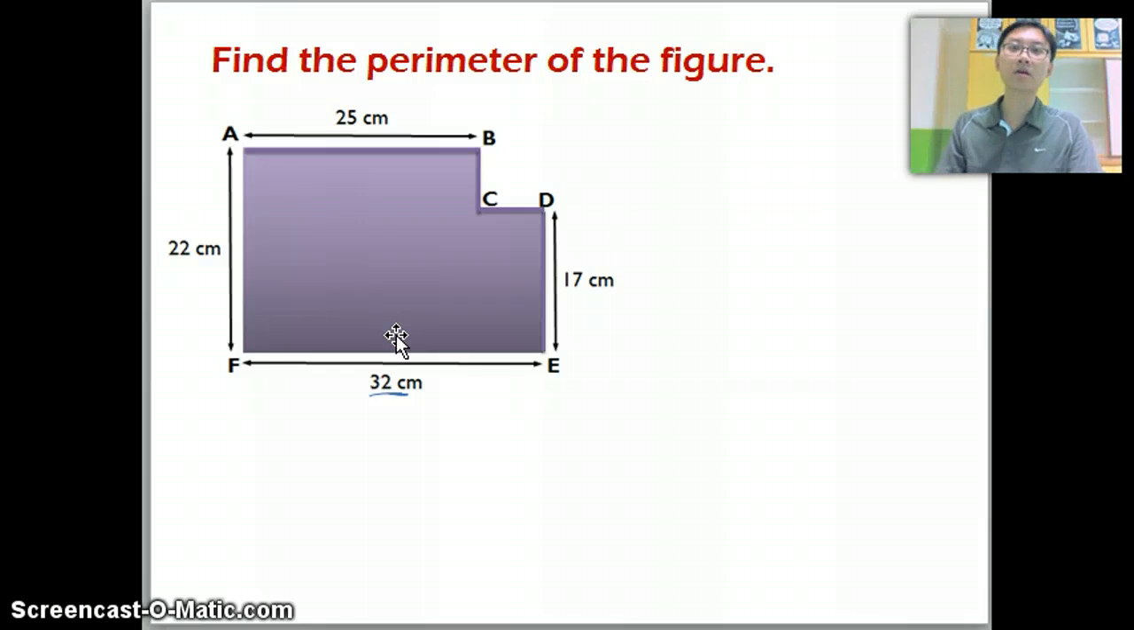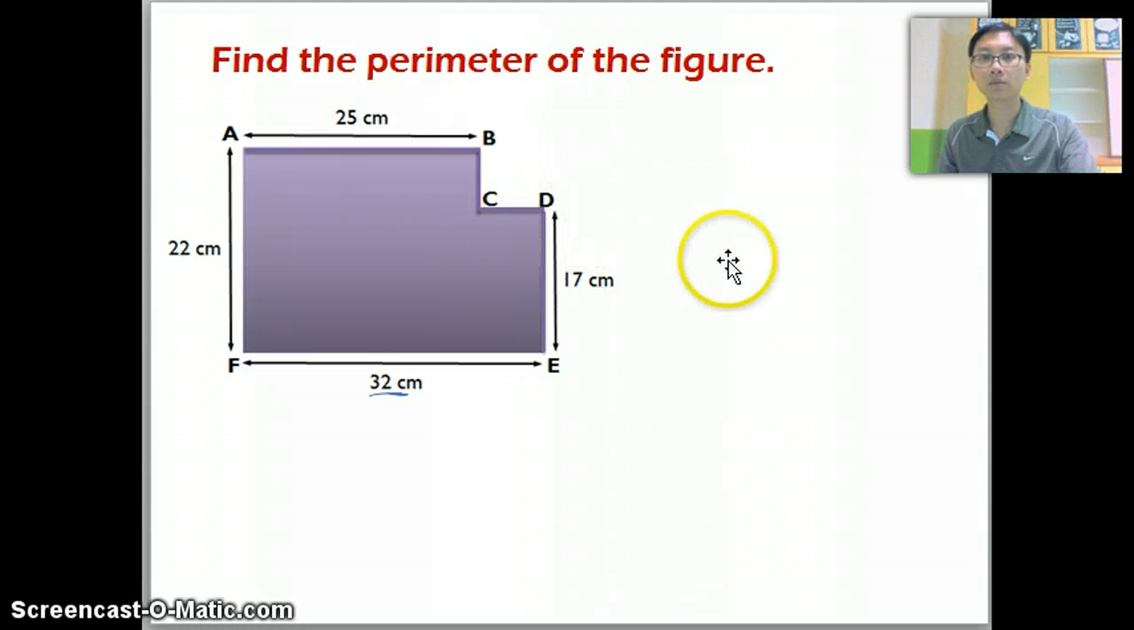Now let's look at this question. I want you to find the perimeter of this figure. Now you would say, not too difficult. I already have this line here, 22 cm. I have this here, I have this here, I have this here. But what I don't have is BC and CD. So how do I find that? I can't use a ruler to measure. I need to use clues given in this question to help me.